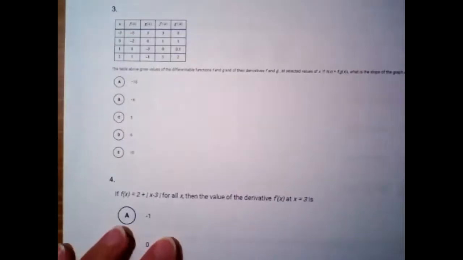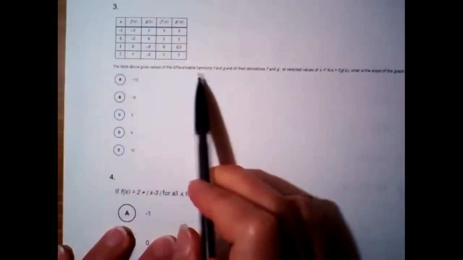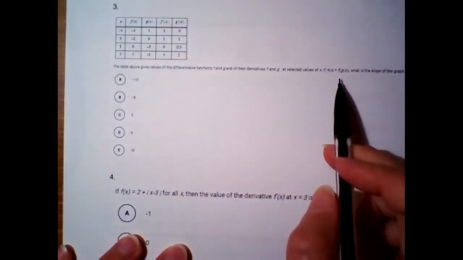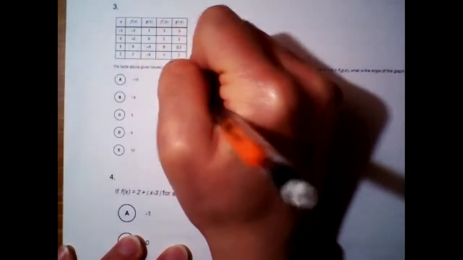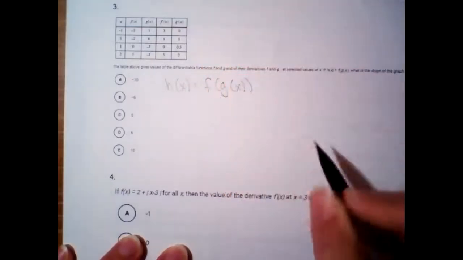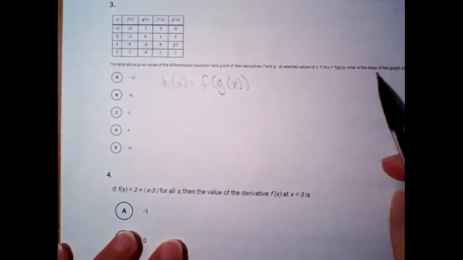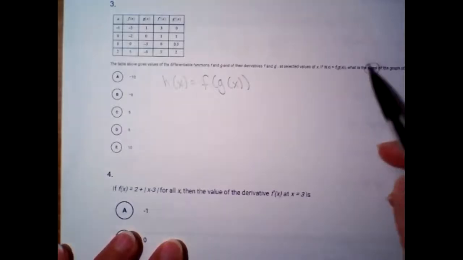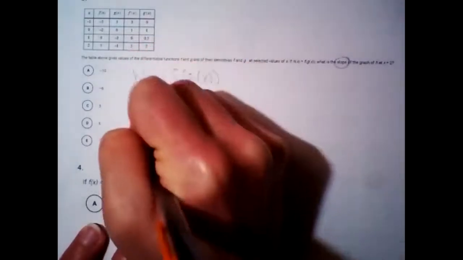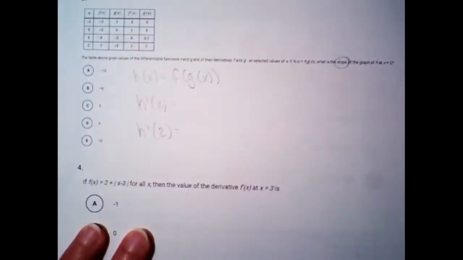All right, this one is a chart problem. I'll try to zoom in some more here. It says table gives values, differentiable functions f and g, and f prime and g prime. It says h of x equals, again, I'll write this bigger here, f of g of x. This is going to be another chain rule. It says, what is the slope of the graph? And again, that means derivative at 2. So we are going to find this derivative, and then we're going to plug in 2. So we're going to find h prime, and then we're going to plug in 2.